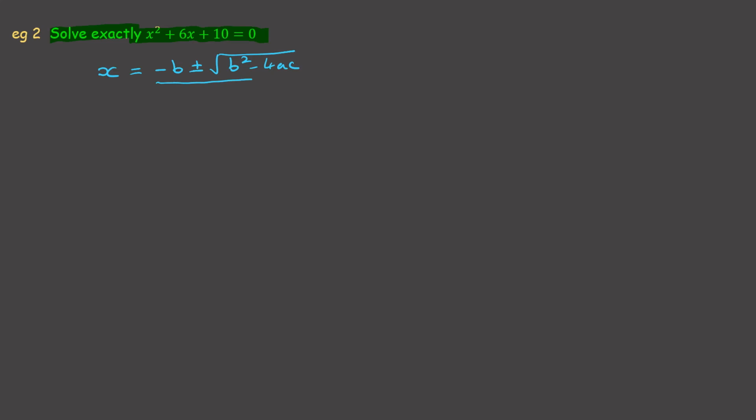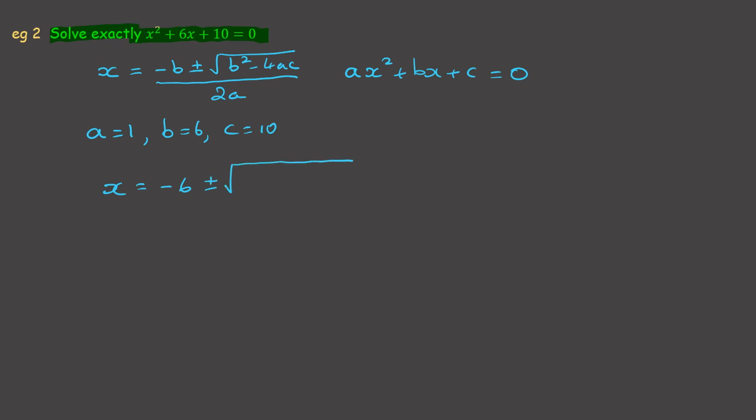4ac all divided by 2a, which refers to the general quadratic equation ax squared plus bx plus c is equal to 0. Here we can identify a is equal to 1, that's the coefficient of x squared, b is equal to 6, c is equal to 10. So we get that x is negative 6 plus or minus the square root of 36 take away 4 times 1 times 10, all divided by 2 times 1, which is 2.